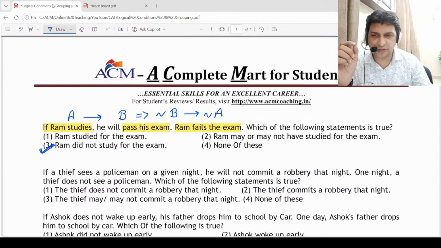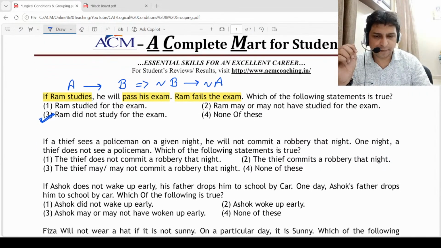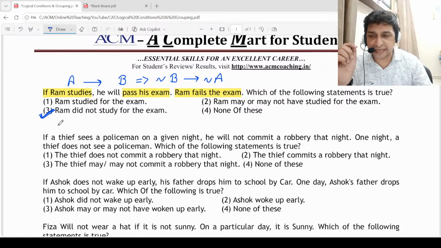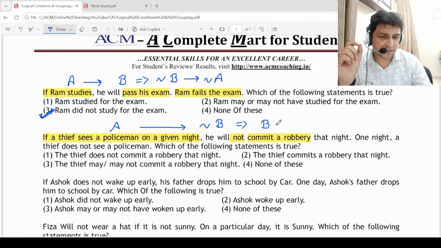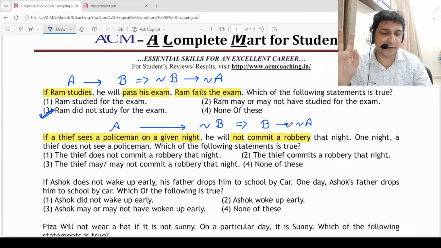The second example says, if a thief sees a policeman on a given night, that means this is A, he will not commit the robbery. Committing a robbery is B, and for not, I'll write negation. So A happens, B does not happen. Now this concludes that if B happens, that means A will not occur. A will not happen. That's the definite conclusion. Otherwise, rest everything is may or may not.